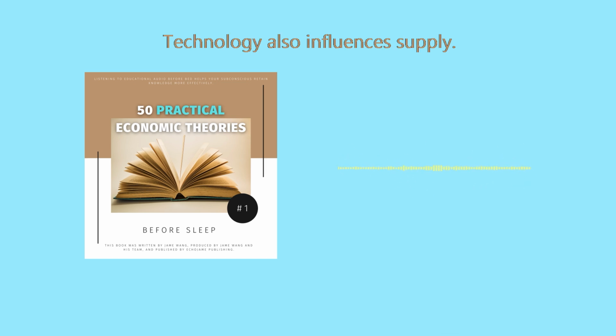Technology also influences supply. Advances in manufacturing technology can enhance production efficiency, allowing suppliers to produce more goods. For example, automation in factories can significantly boost output.